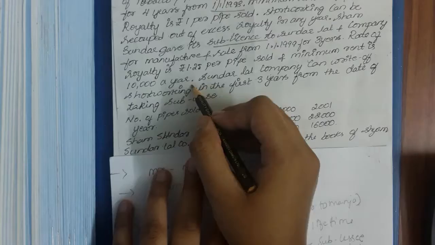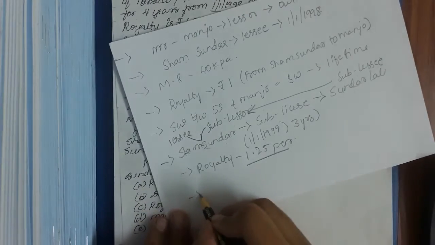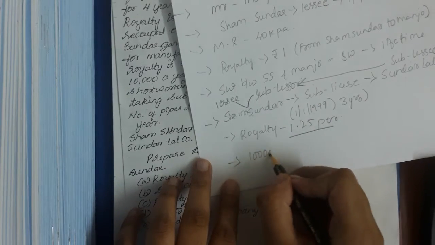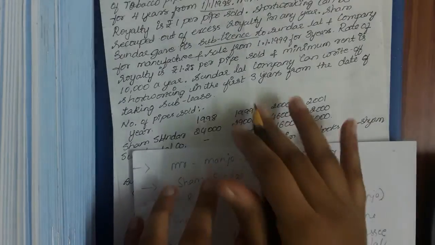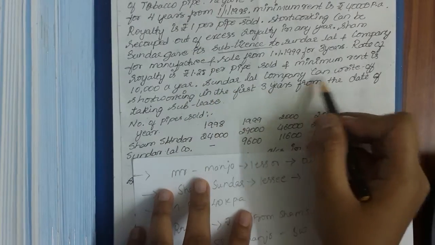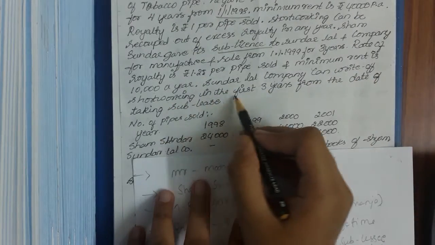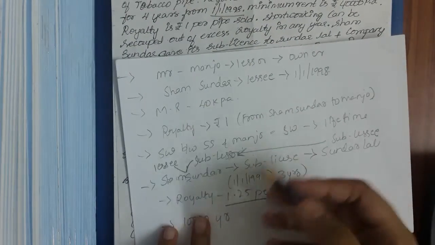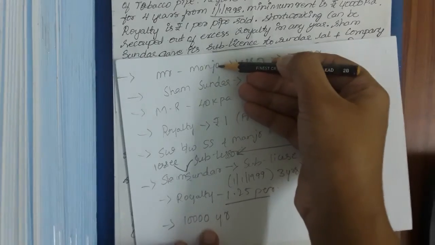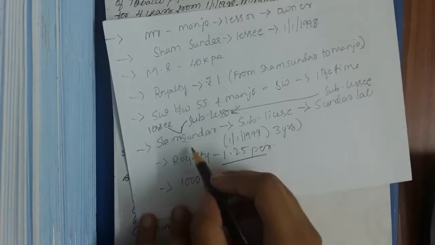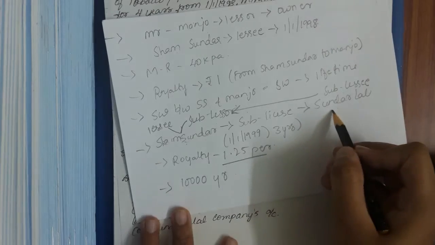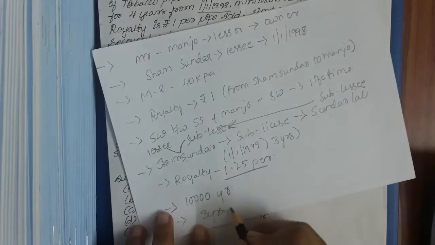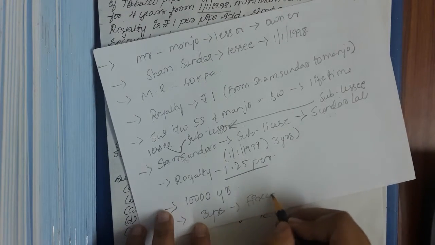And minimum rent is 10,000 per annum. Minimum rent between Shyam Sundar and Sundar Lal is 10,000 a year. Understood till here? Sundar Lal company can write off short workings in the first 3 years from the date of sublease. Short workings recoupment between Shyam Sundar and Manoj is lifetime. But short workings recoupment between Shyam Sundar and Sundar Lal is the first 3 years, that is the fixed recoupment method.